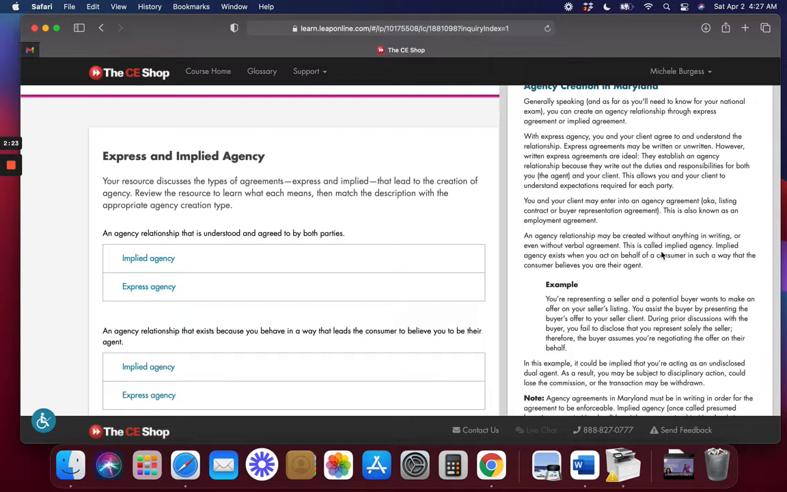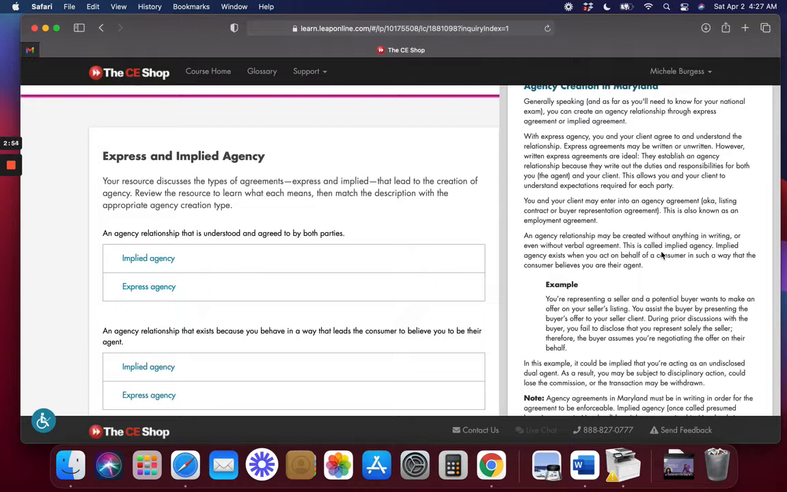Express agreements can be written or unwritten. However, written express agreements are ideal. You always want to try and get things in writing, and most brokerages will want you to get everything in writing. They establish an agency relationship because they write out the duties and responsibility for you and your client, and this allows you and your client to understand what is expected. You and your client may enter into an agency agreement, the listing contract, the buying agreement.